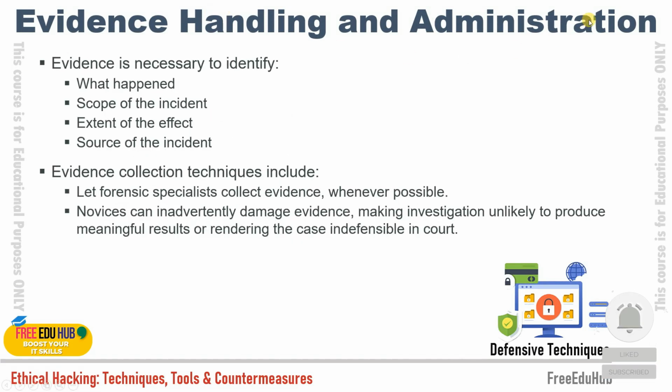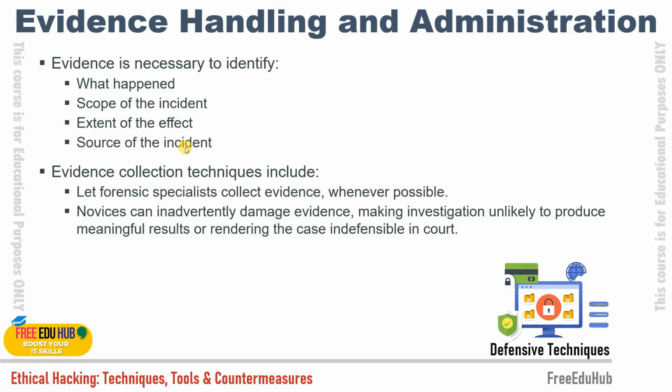Now we have evidence handling and administration. So we'll see how we can handle the evidence and how we can properly manage it. In this one, the evidence is necessary to identify, for example, what happened, the scope of the incident, the extent to which it affected, and the source of the incident.